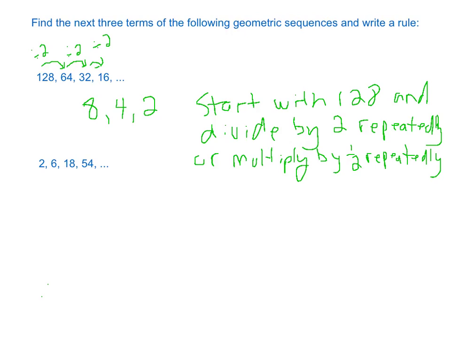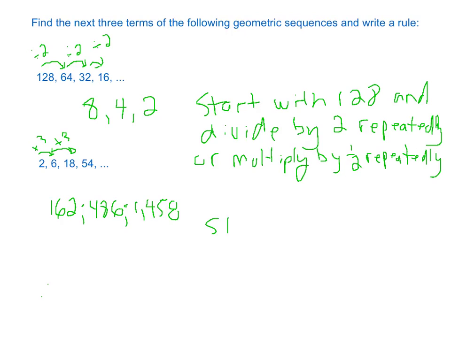If you look at the next one here, we go from 2 to 6. That multiplies by 3. 6 to 18 multiplies by 3, and 18 to 54 also multiplies by 3. So if we look at 54, multiply that by 3, we get 162. If we take 162 and multiply it by 3, we get 486. And if we take 486 and multiply it by 3, we get 1,458.